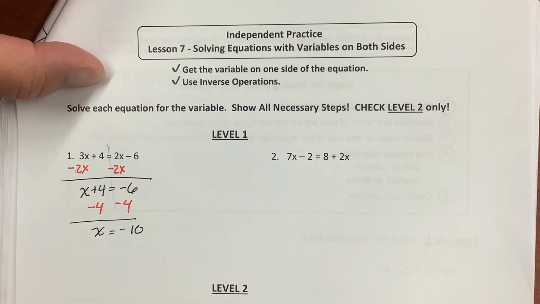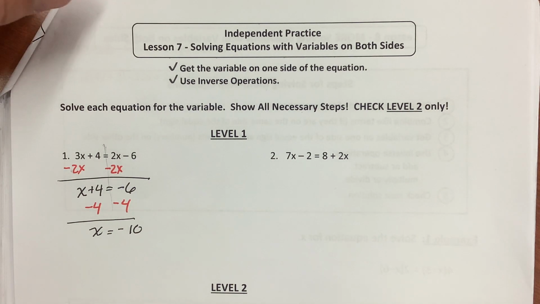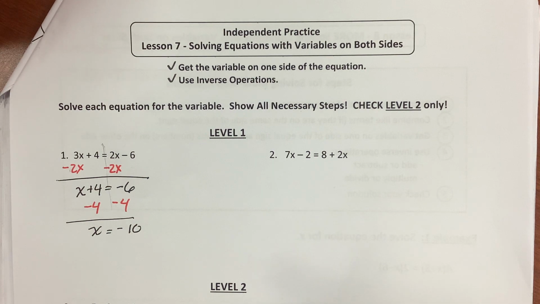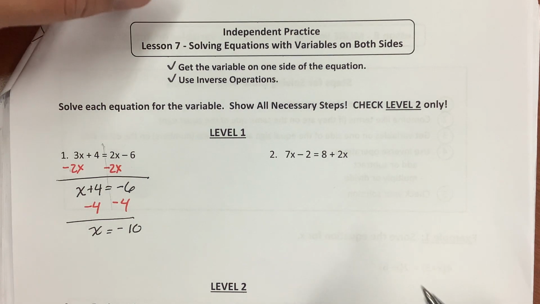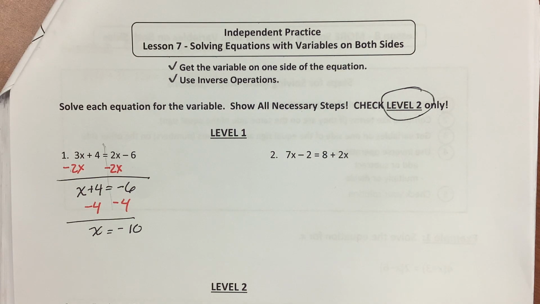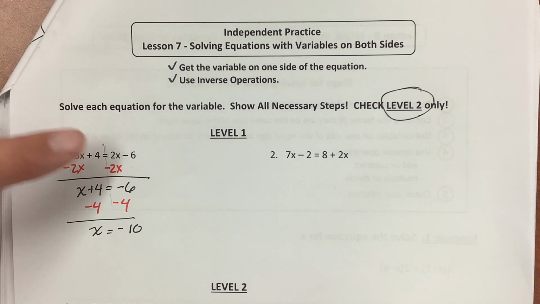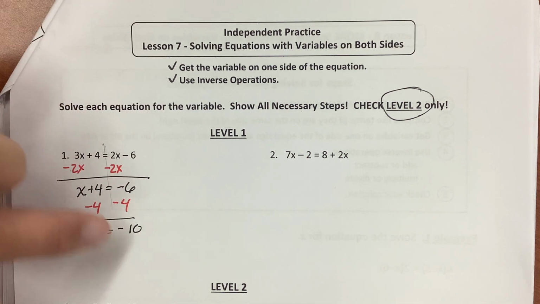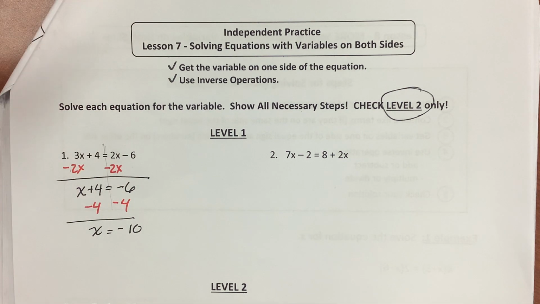Now, here's where reading the directions comes in. Normally, I say, hey, solve the level 1 problems and go back and check them. But this one, check the level 2 problems. So I don't have to check this. I'm going to. Look, it's not bad. 3 times negative 10 is negative 30 plus 4, negative 26. 2 times negative 10, negative 20, minus 6, negative 26. I checked it in my head. It wasn't that bad. Let's do the next one.